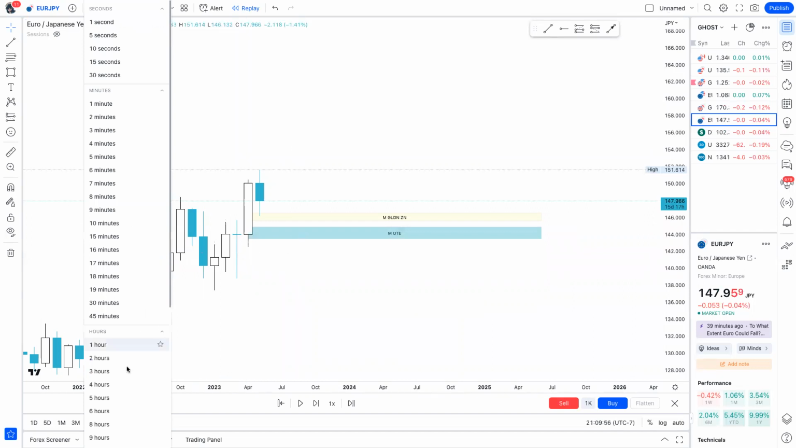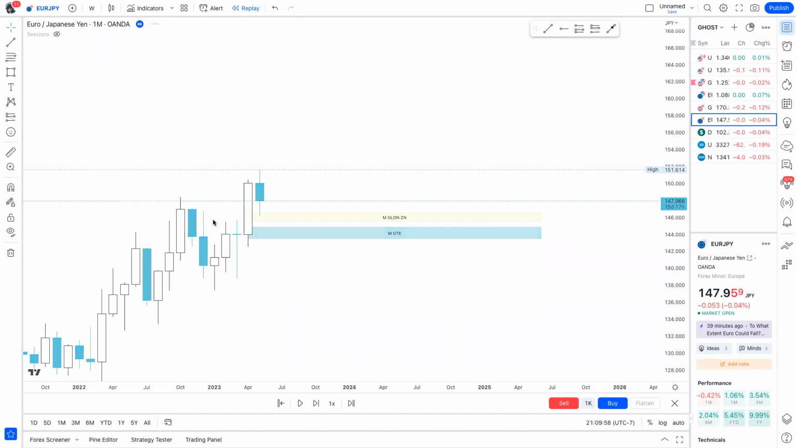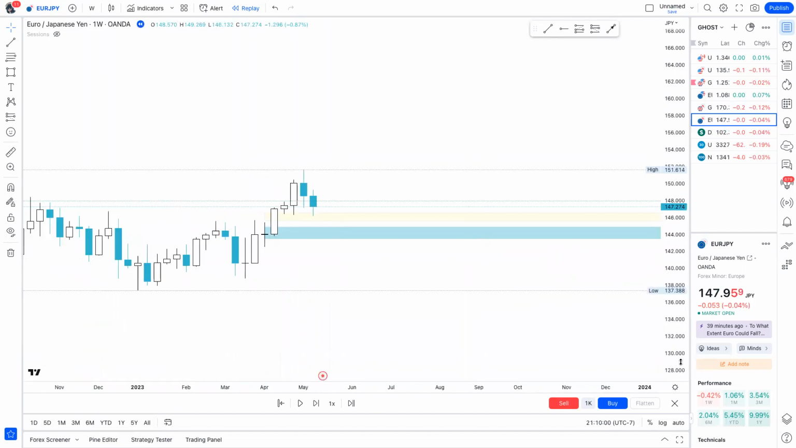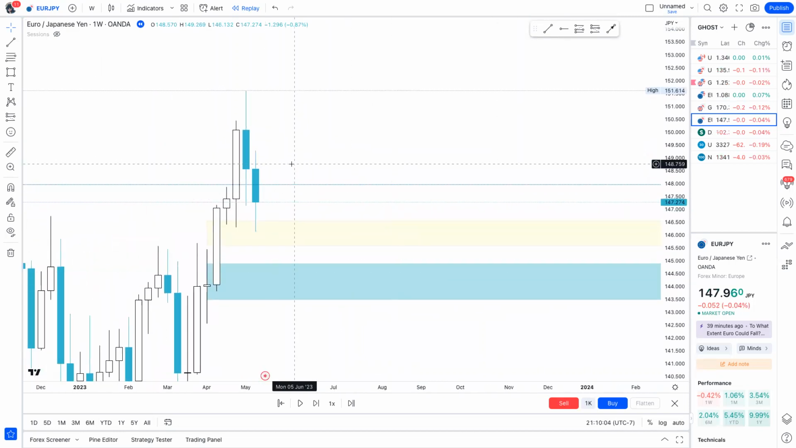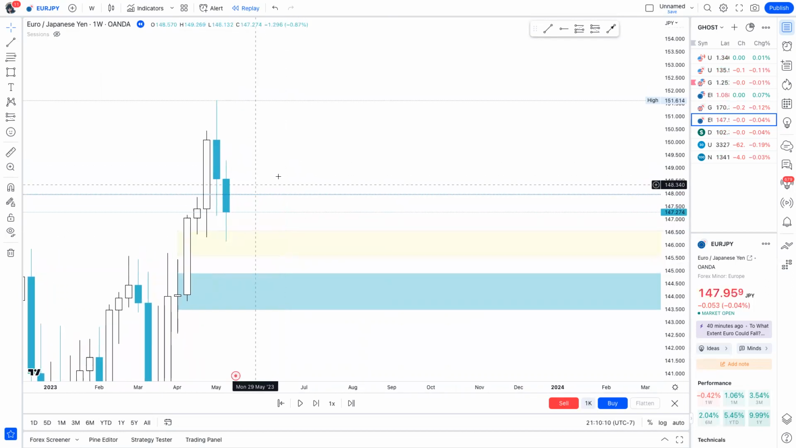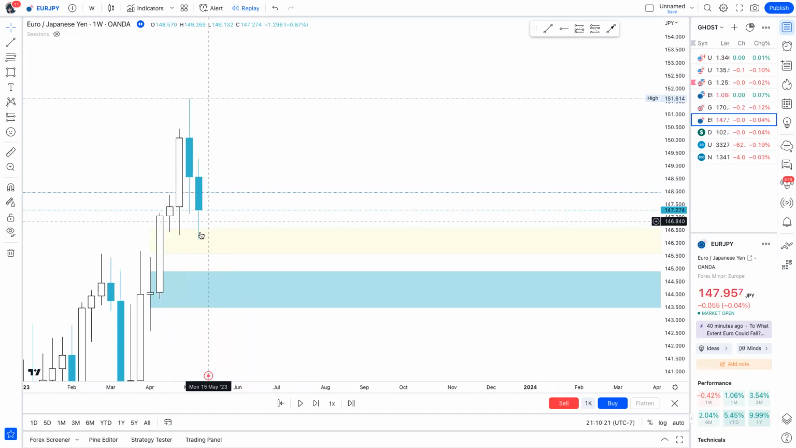So let's drop down to the weekly. Okay. So like I just said, because the institutional banks want to get the most bang for their buck, I guess you could call it, it's the same thing here. So we have a bearish candle right here, and I'm going to anticipate that they still want to sell into this OTE zone.